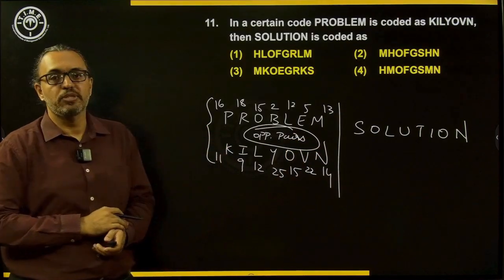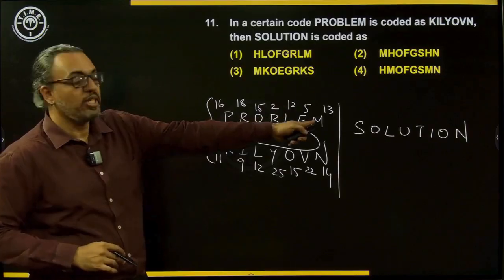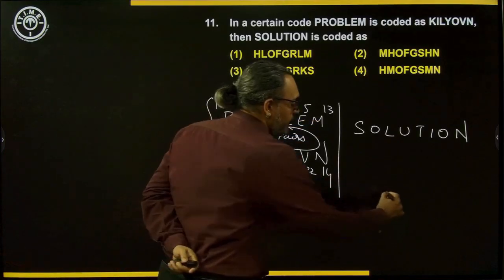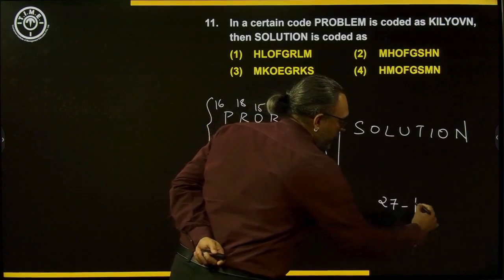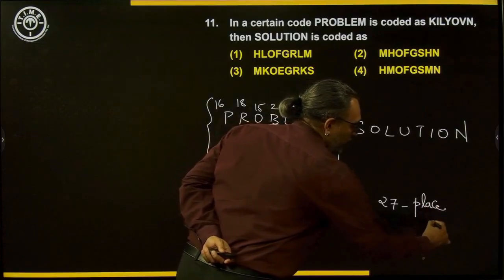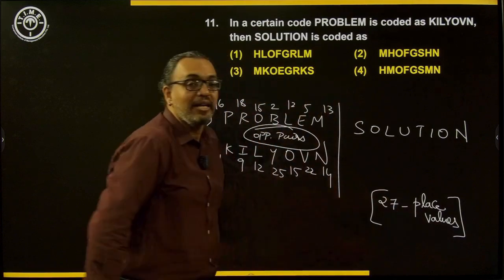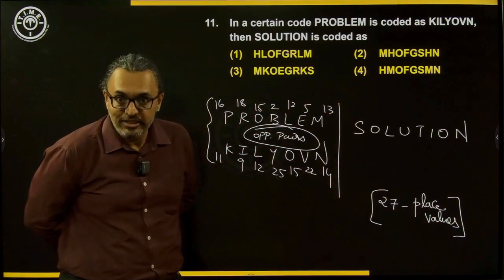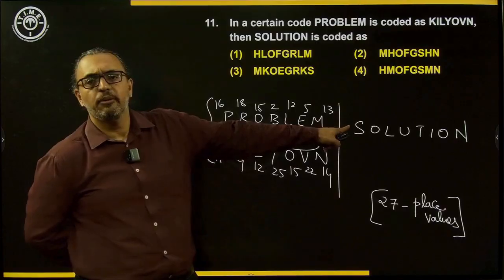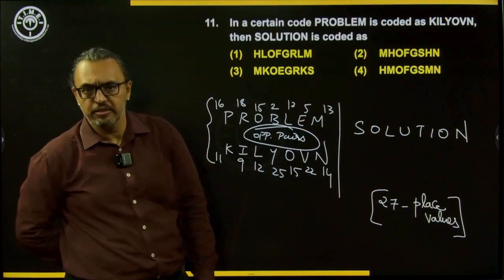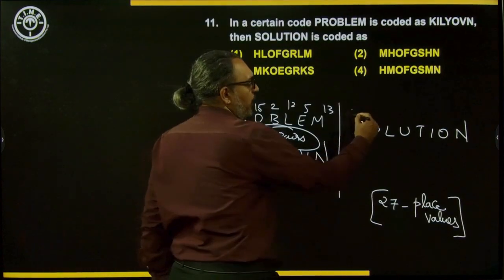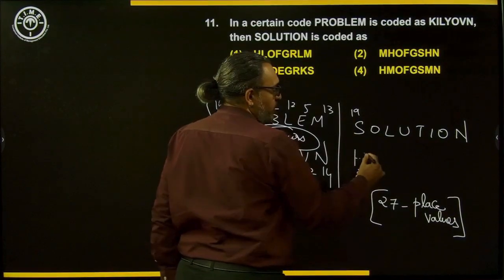The logic is opposite pairs. So we do the same thing. Now how do I get the missing? You can simply take 27 minus the place value, because we know by adding the 2 place values you will get 27. So when you already know one of the place values, simply do 27 minus it, you will get your answer. So here you have 19, so you get 8, which is H.